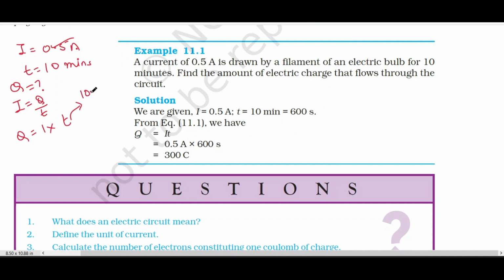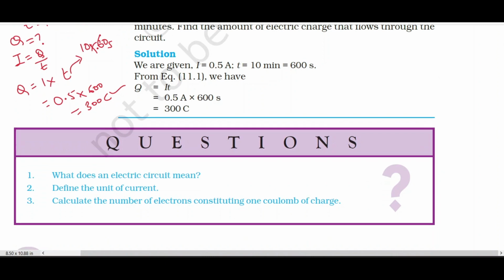सो 10 into 60 seconds which is 600 seconds. और आपका करंट है 0.5. सो what would this lead to? 0.5 into 600 which is 300 coulombs. Okay, do not forget to mention the units. It's very important. तो इस तरीके से आप चार्ज की वैल्यू निकाल सकते हैं.